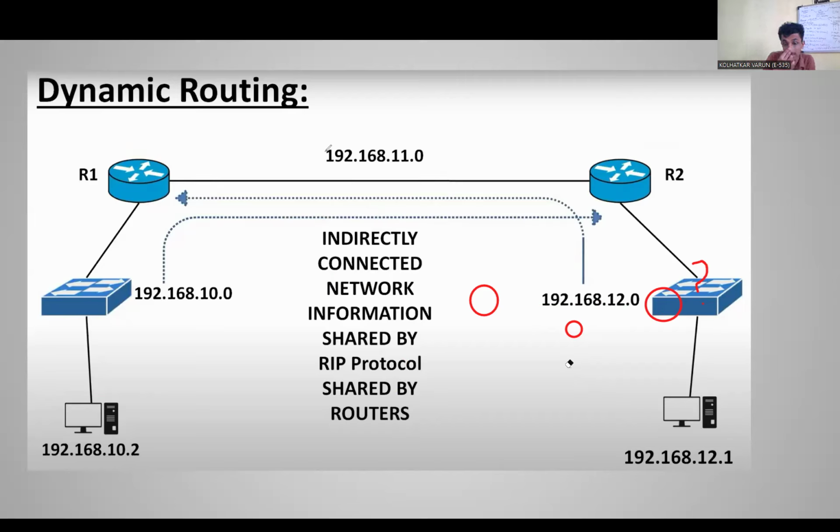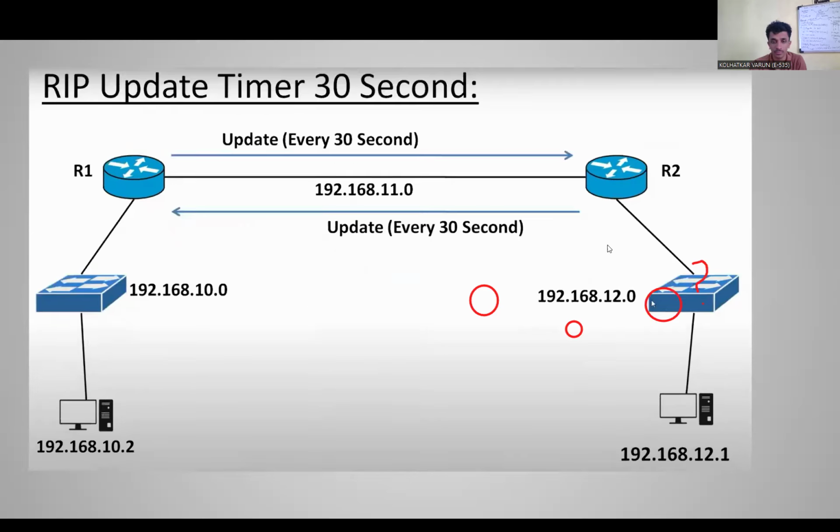So let's talk about the timers in the routing information protocol. This is the RIP update timer. After getting an idea of the dynamic routing protocol, the working mechanism of the RIP updates can be seen here. If I talk about timers in the routing information protocol, the first one is the update timer.